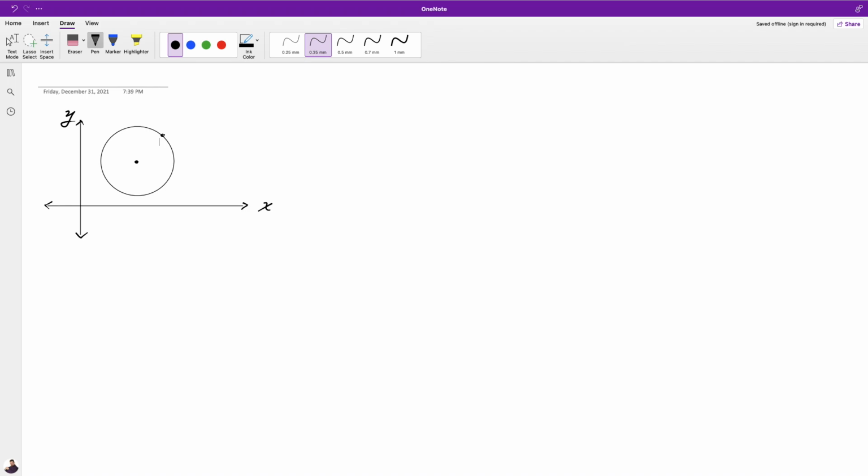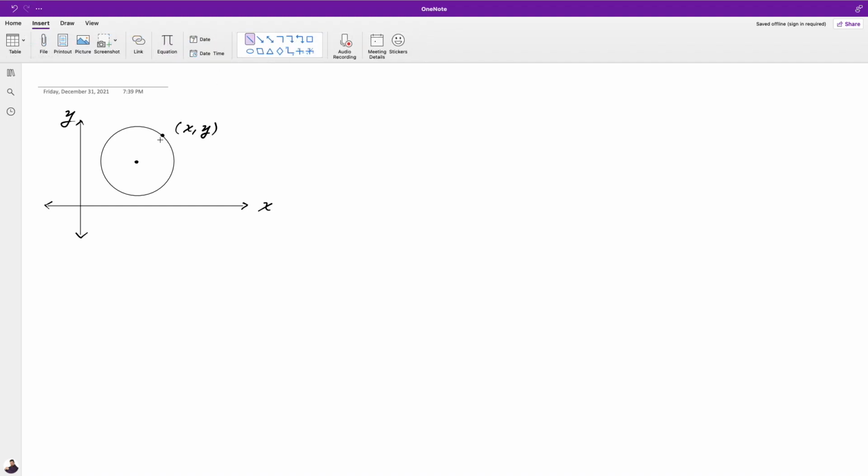Now, for any point x comma y that exists on the locus of points we refer to as a circle, we know we're going to have a fixed distance to the center of the circle, okay? You can think of the center of the circle as like the only focus of the circle, okay? We can just call this r for radius. Now, we're going to let the circle's center be the point h comma k, okay?